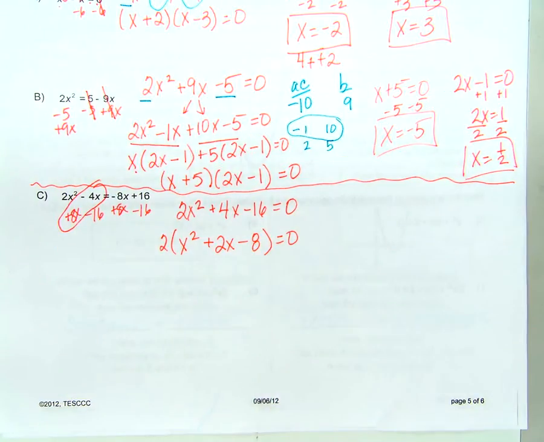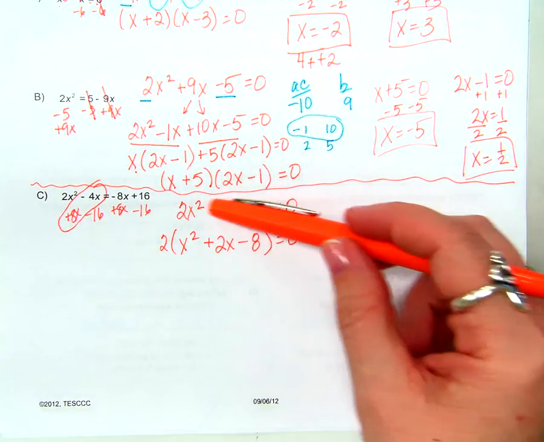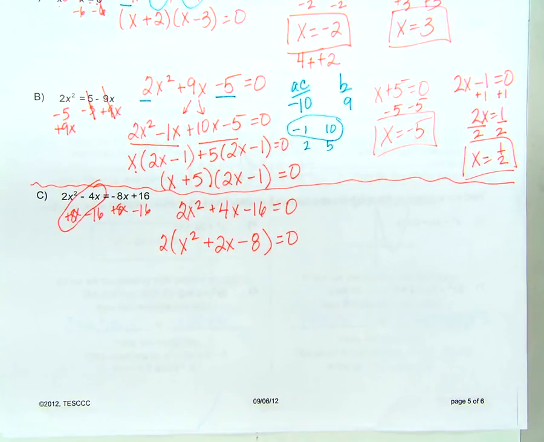Perfect. X squared plus 2x minus 8, correct? What do I do with the 2? Oh, I don't want to, because I don't want to distribute. That would give me exactly what I had at the beginning, right? Good guess, though. Good guess. Right now, I just want to ignore it, okay?